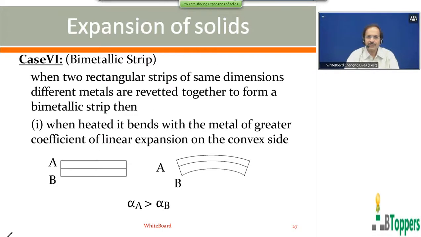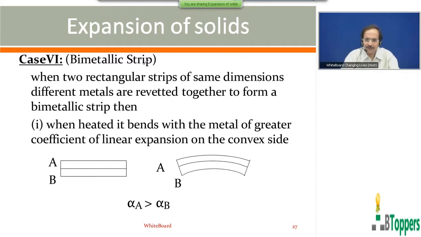So look at the next special case, case 6 here. You find questions based on this case in your board exam textbooks also. One of the applications of expansion of solids is bimetallic strips. Bimetallic strips are used in thermostats to break a circuit when the temperature of the thermostat exceeds a particular value, and again to make the circuit at the required temperature.